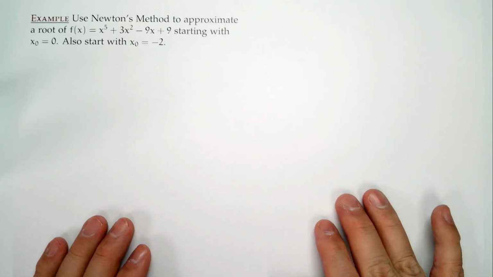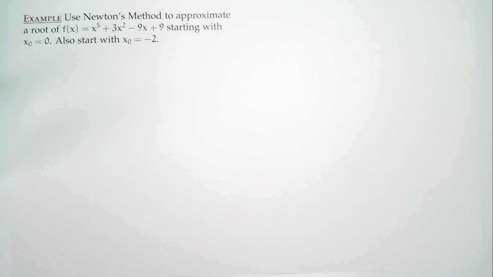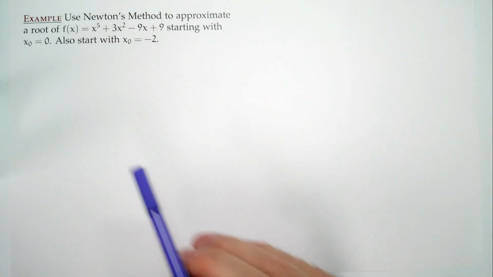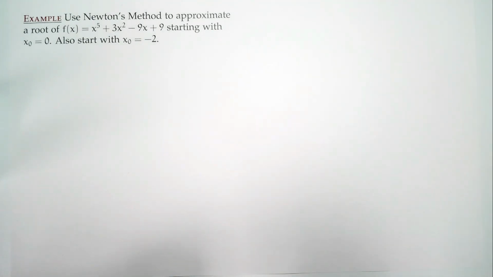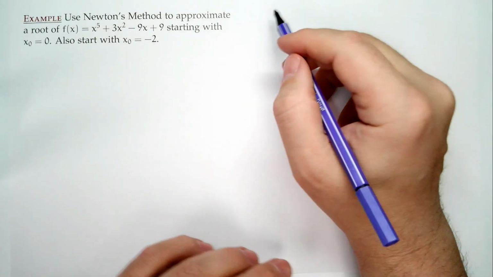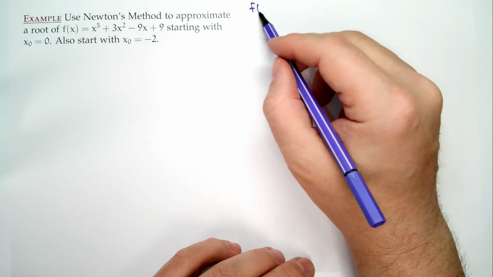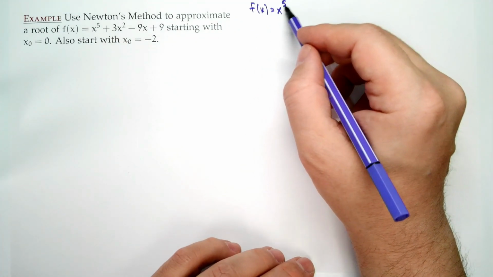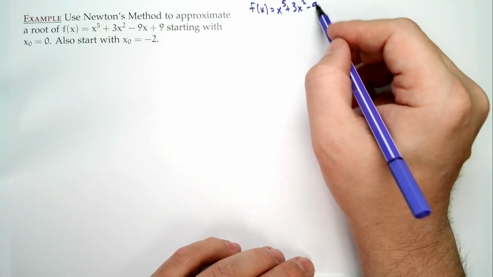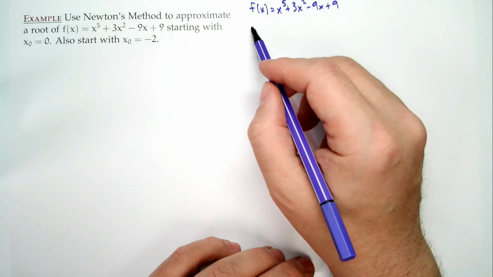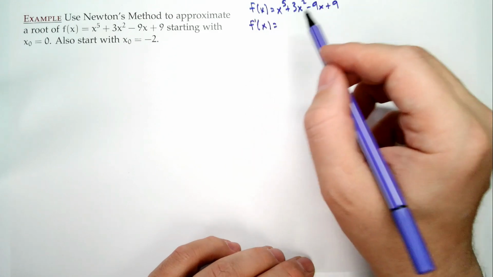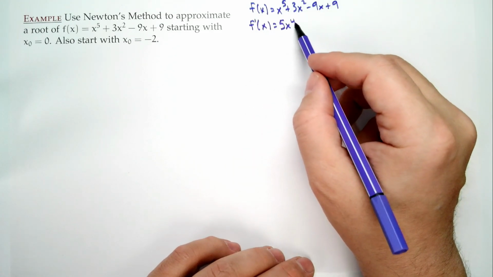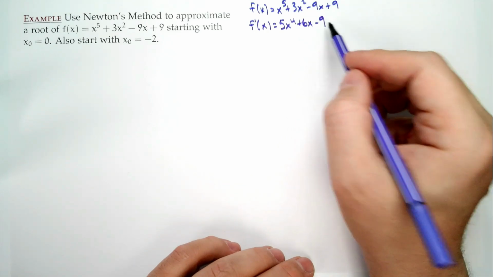Okay, so the next one. Use Newton's method to approximate a root of f of x equals x to the 5th plus 3x squared minus 9x plus 9, starting with x0 equals 0. So let's write down our basics here. We have our function, x to the 5th plus 3x squared minus 9x plus 9. We have f prime of x, that's 5x to the 4th plus 6x minus 9.